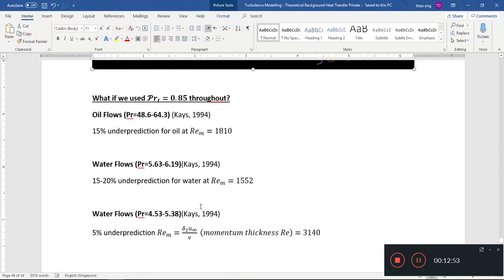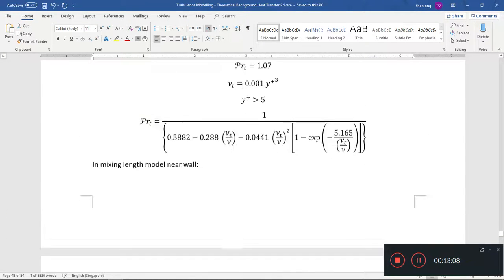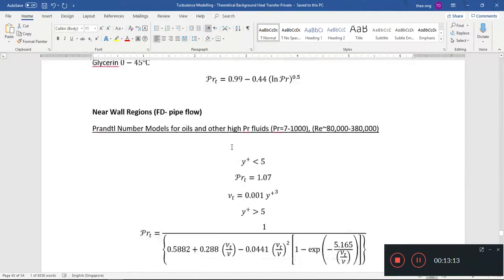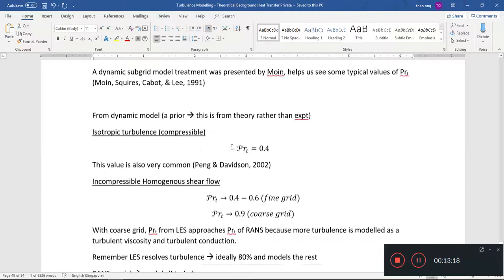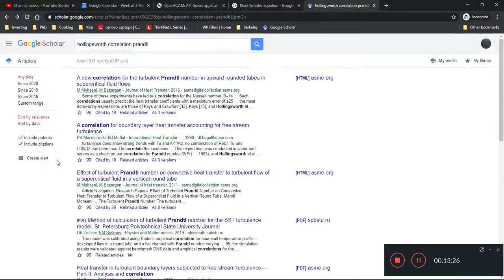And the question then becomes, if we don't want to use this model, how bad does it get? Well, you can take a look at this link online. I can paste it in the description. You can find it on Google Scholar. I think you just paste this here.